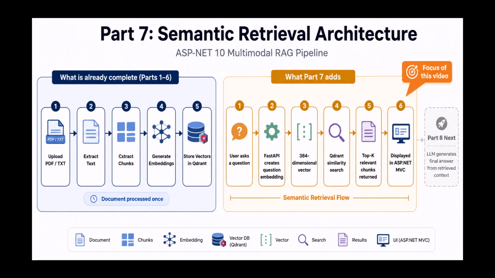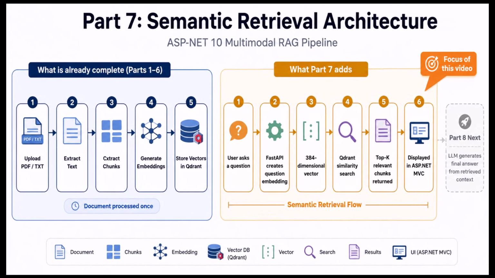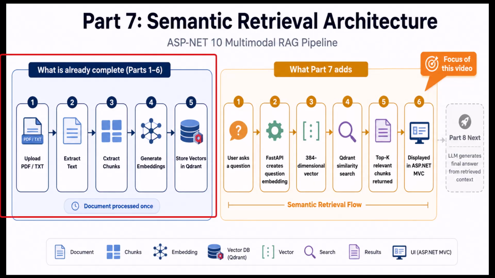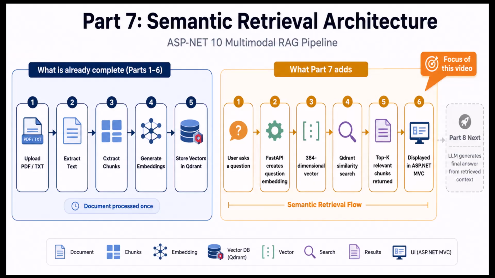Let me quickly place part 7 in the overall RAG pipeline. On the left side here, you can see what is already complete from parts 1 to 6. The document is uploaded, the text is extracted, the text is split into chunks, embeddings are generated, and those vectors are stored in Qdrant. That means the ingestion side of the pipeline is already done and the document is processed only once. Now part 7 begins.